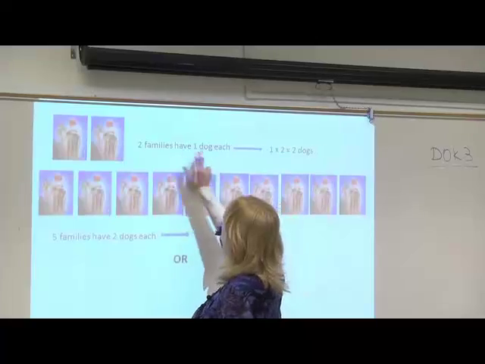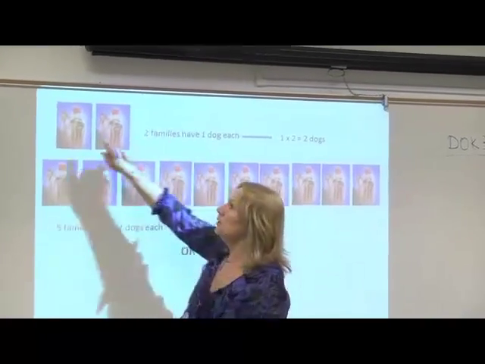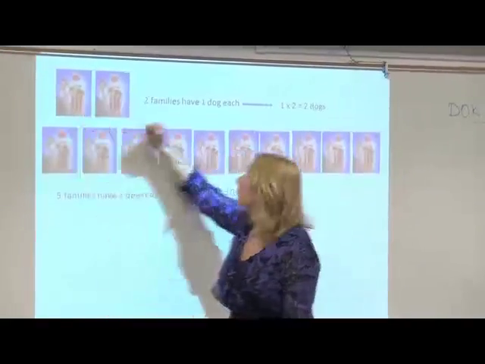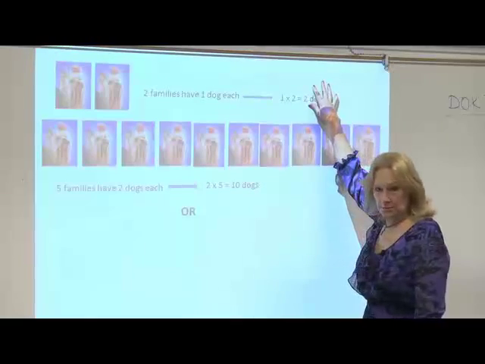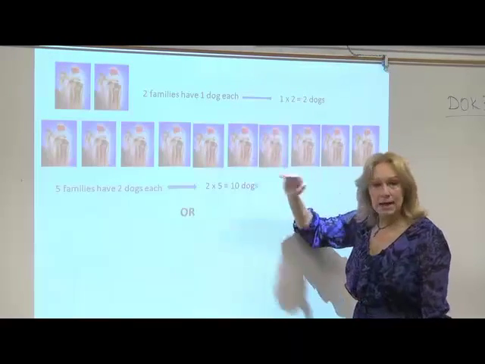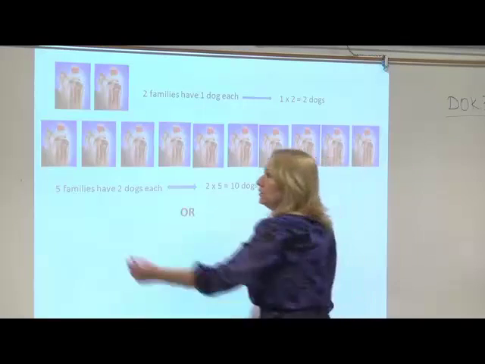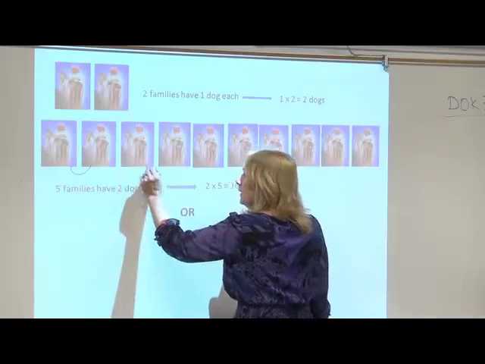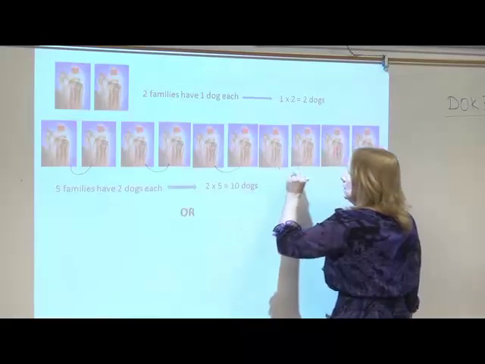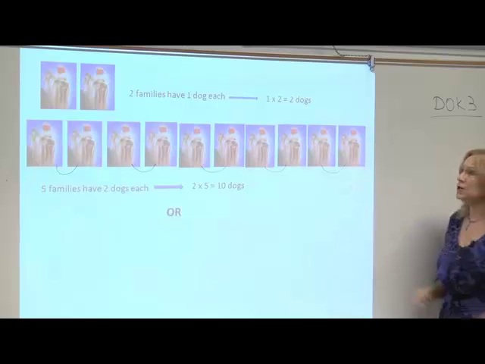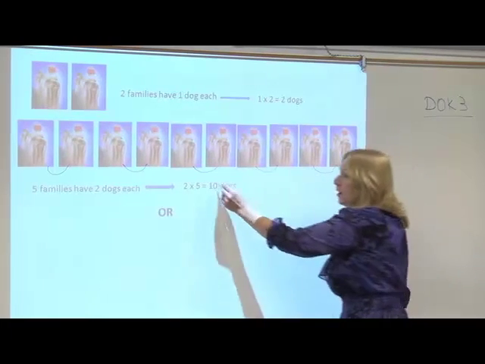If I say that 2 families have a dog, so one family has a dog, another has a dog, so there are 2 dogs here. Then in the second line, it says that 5 families have 2 dogs. So 1 family, 2, 3, 4, 5. The 5 families that have 2 dogs each have a total of 10 dogs.